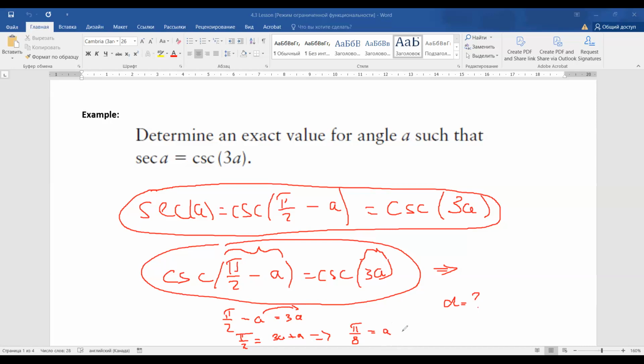How do you like that, guys? a equals pi over 8. Is that clear? So basically, when you have cosecant on one side of equality and cosecant on the other side, in order for the equality to be true, the expressions in the brackets, or x, must be equal. Is it clear now?